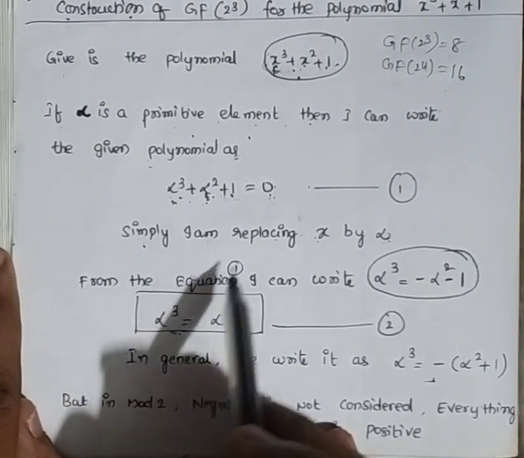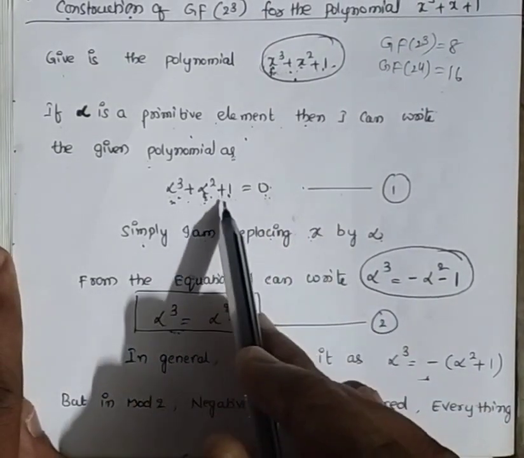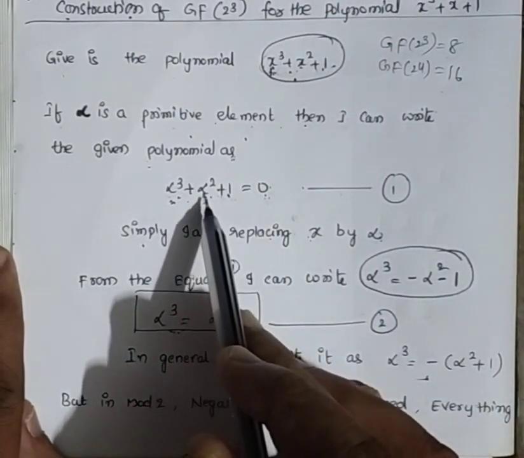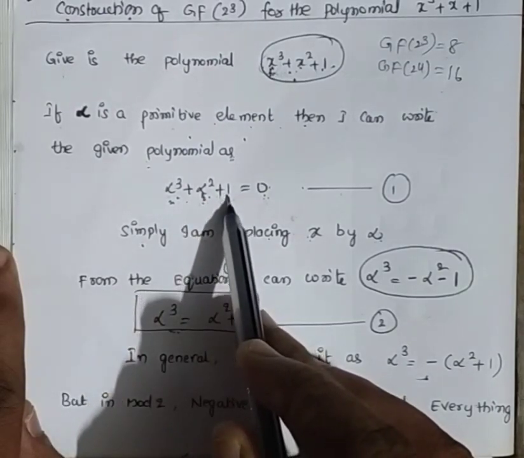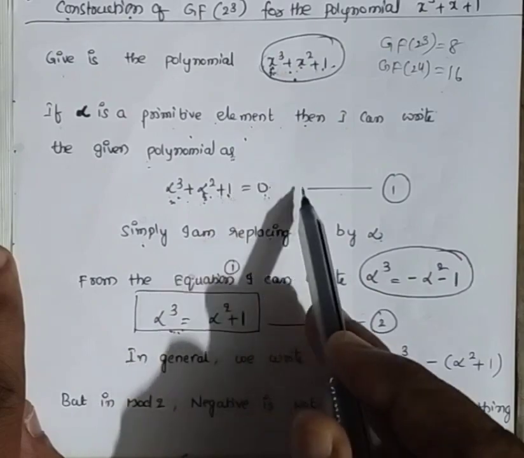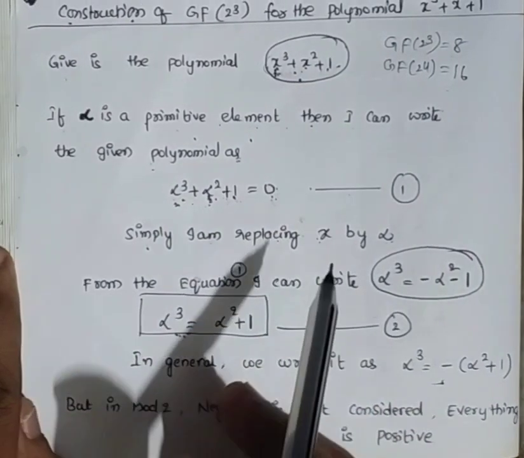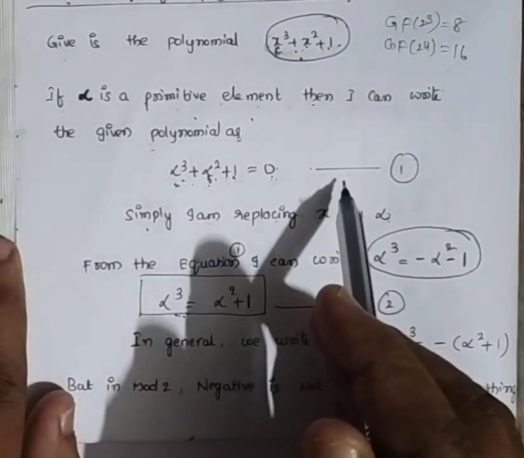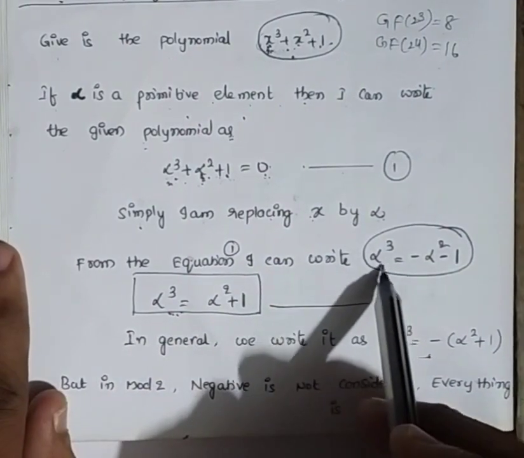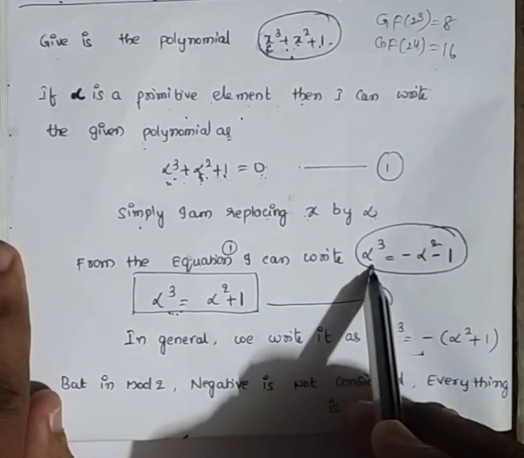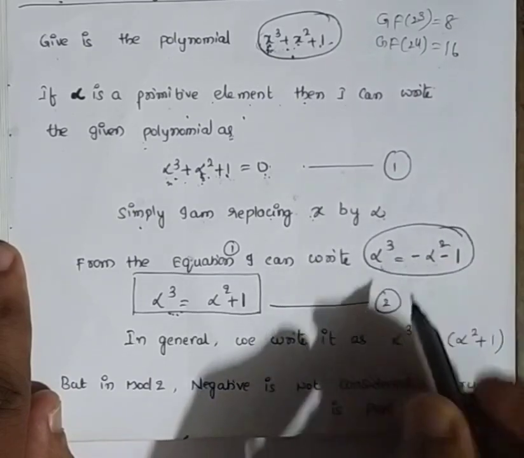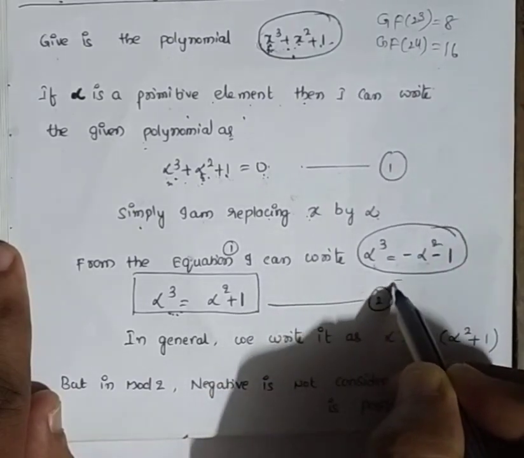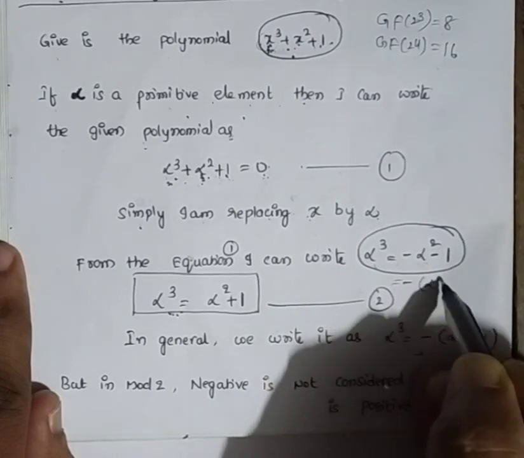Let this particular equation be number 1. From this equation, bring the alpha square term and the 1 term to the right hand side. Then the equation is alpha cube is equal to minus alpha square minus 1. And now I will write this as minus of alpha square plus 1.